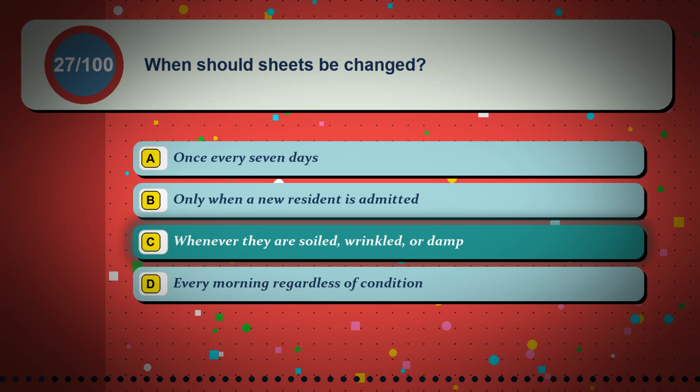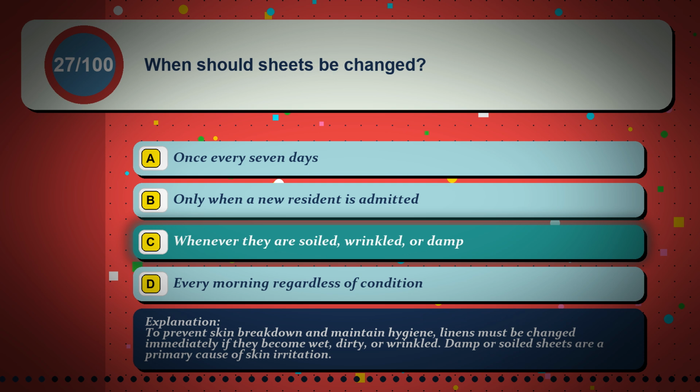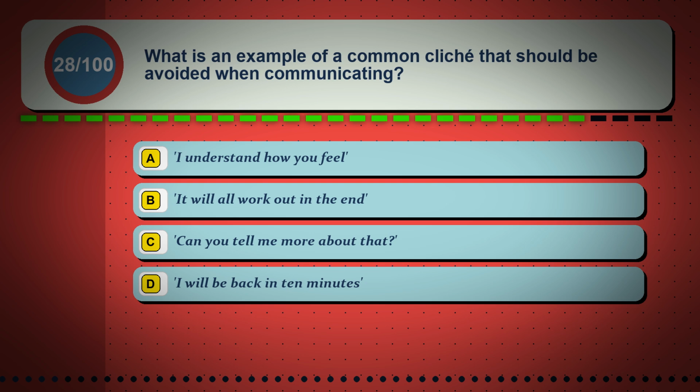The correct answer is option C. Whenever they are soiled, wrinkled, or damp. To prevent skin breakdown and maintain hygiene, linens must be changed immediately if they become wet, dirty, or wrinkled. Damp or soiled sheets are a primary cause of skin irritation. Question 28. What is an example of a common cliché that should be avoided when communicating?